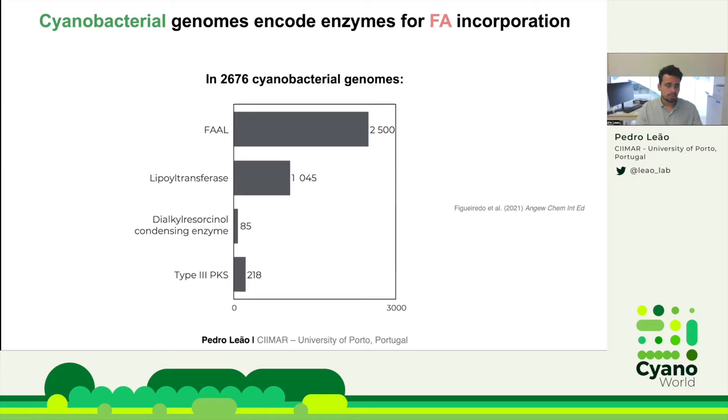In cyanobacteria that are very rich in secondary metabolites, for example strains belonging to Nostocales or Oscillatoriales, you often have many of these fatty acid incorporating enzymes. This is interesting to us because this is quite different from what happens in other organisms. And we'll talk about reasons why that might happen later.